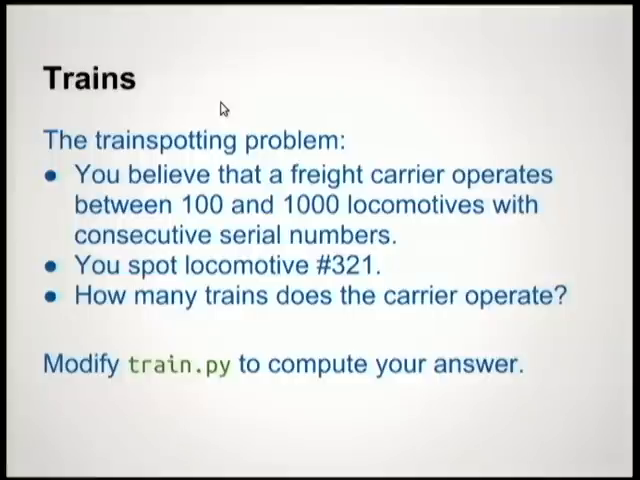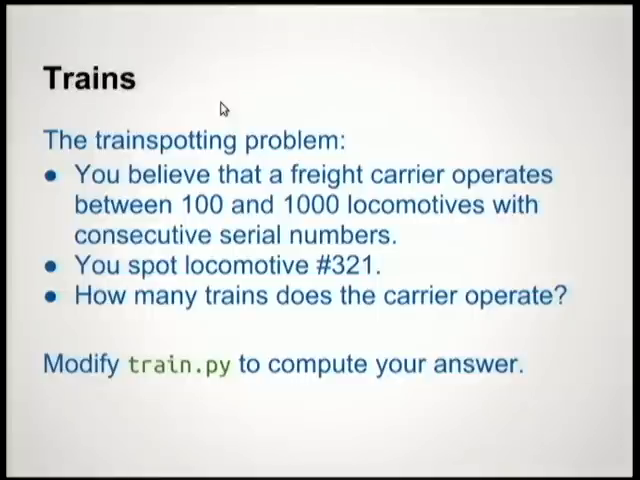How many trains do you think they operate? Now, again, we're going to make some simplifying assumptions, and let's assume that they have some number N trains, and that the serial numbers on the trains are 1 through N. And that because of the way the trains move around, you are equally likely to observe any of their trains when you go down to the rail yard. So if you're willing to buy those assumptions, at least temporarily, then here's what we're going to do. We're going to figure out how many trains the company is operating based on the datum that we saw train number 321.